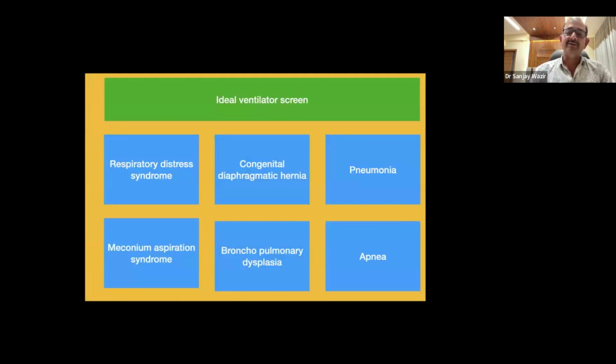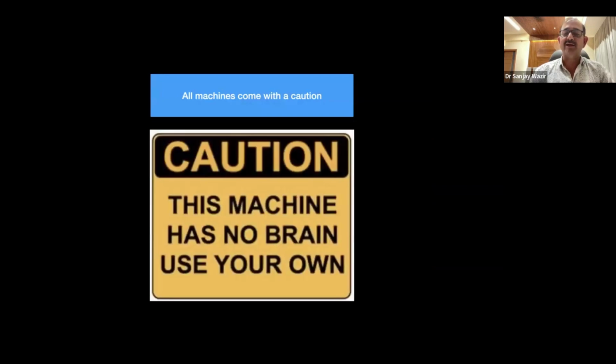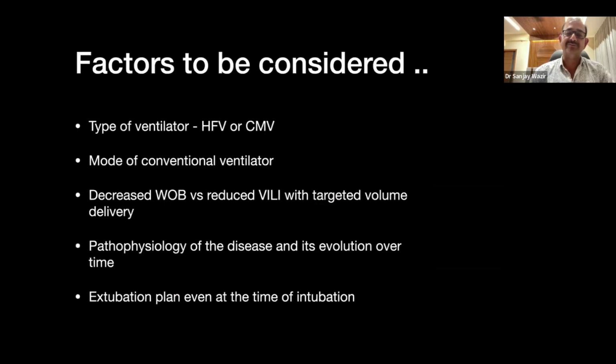Now, an ideal ventilator screen should look like this. You have a respiratory distress syndrome, you press that button. You have a pneumonia or a BPD, you press that button, and you should be able to ventilate. We hope that in future, with AI coming in, we might have such a ventilator. But right now, all machines come with a caution that the machine does not have a brain, so we must use our own brains to determine what is the right strategy, what kind of mode, and what kind of settings we can set to help the child come out of the pathology from which it is suffering.